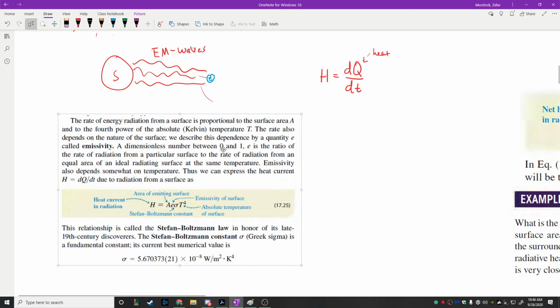It's a dimensionless number between 0 and 1, so this is just kind of a ratio, effectively. It's the ratio of the rate of radiation from a particular surface to the rate of radiation from an equal area of an ideal radiating surface at the same temperature. I believe an ideal radiating surface has a name, actually. Does anyone know what that name is? An ideal radiating surface with an emissivity of 1. Anyone ever heard of what that might be?